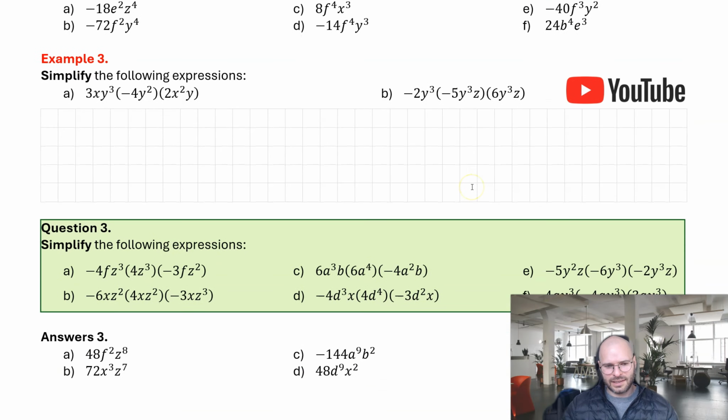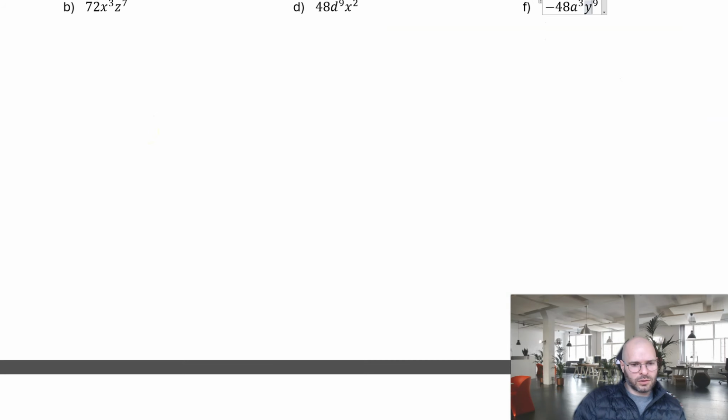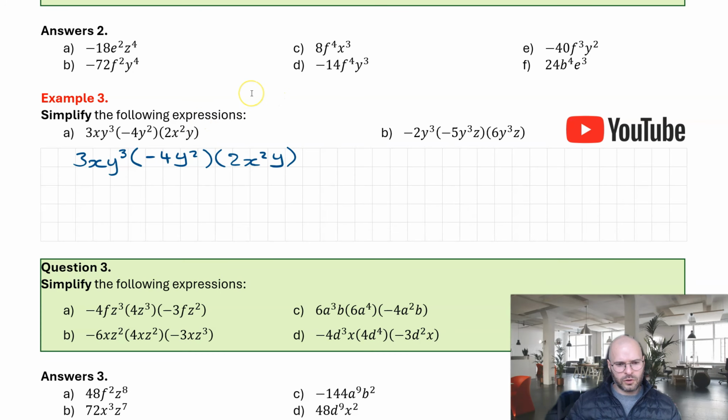Alright, next level of complexity. We have something that looks kinda scary. We have 3x y cubed in brackets minus 4y squared, and in another set of brackets we have 2x squared y. What we're going to do is simplify this using the methods we've learned before. Remember, brackets mean multiplication. To do this multiplication, we have to identify all of our coefficients. The coefficients here are 3, minus 4, 2.